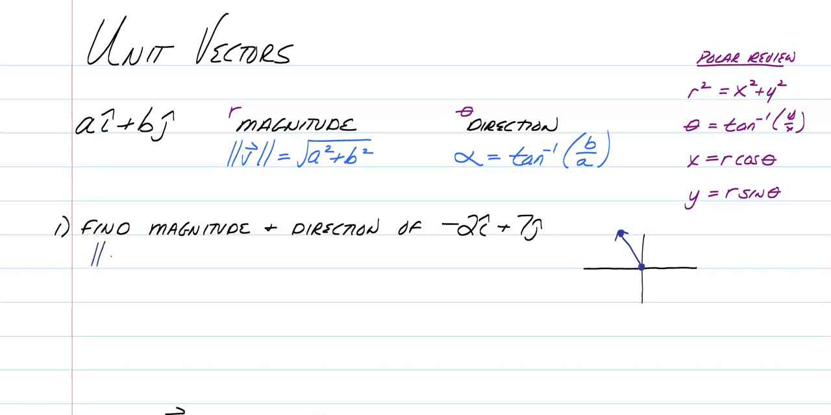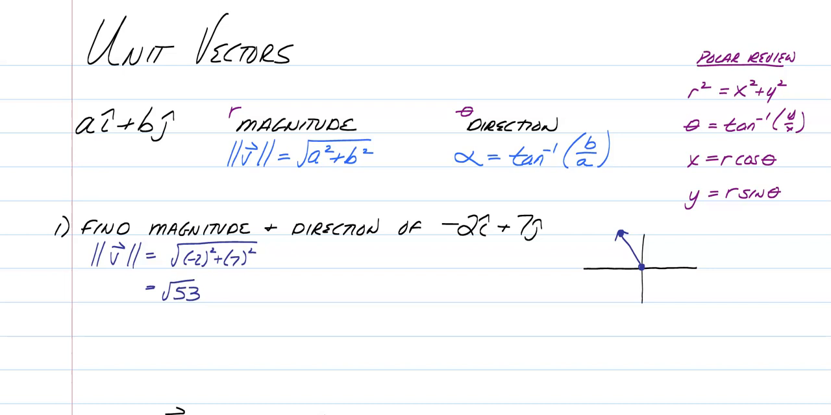So double absolute value of a vector is equal to the square root of a squared plus b squared. So that is the square root of negative 2 squared plus 7 squared, which is just going to be the square root of 53. And that's it. That's the magnitude. You are now done with the magnitude.